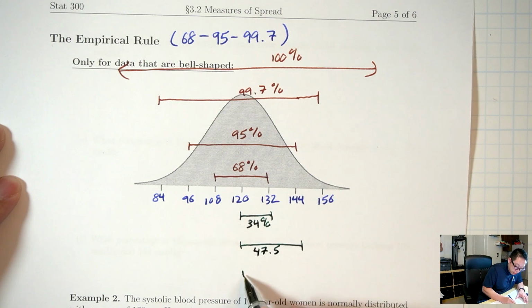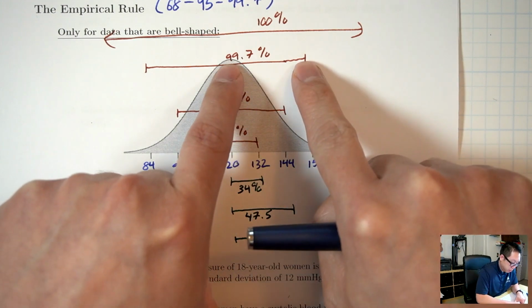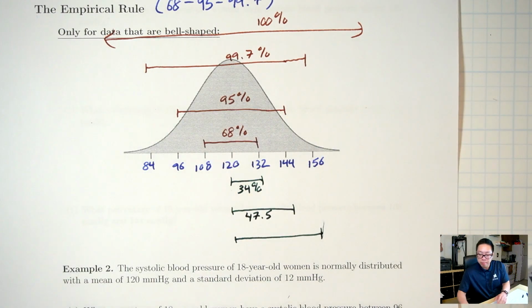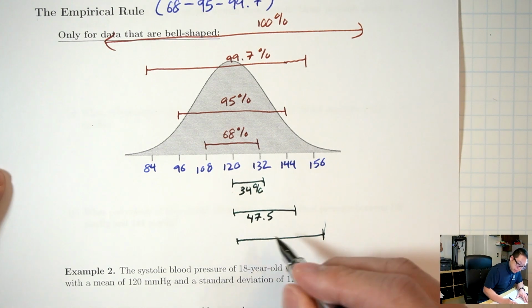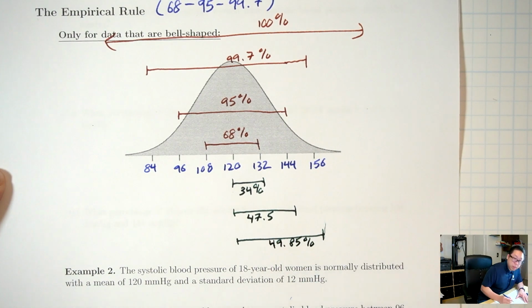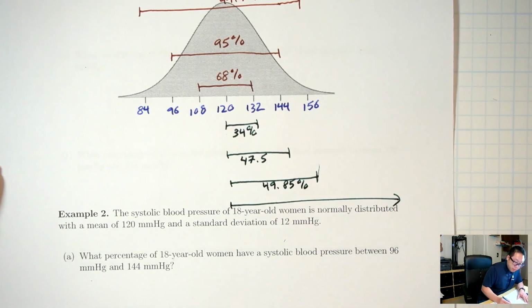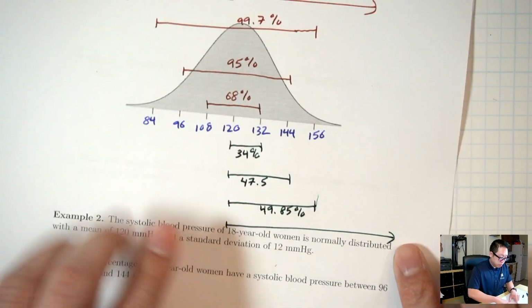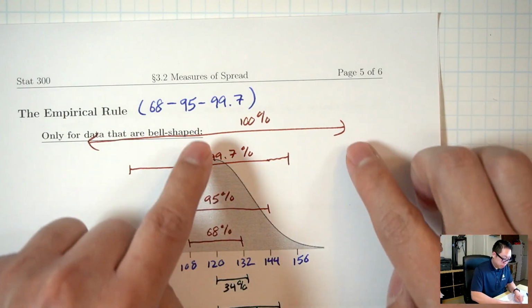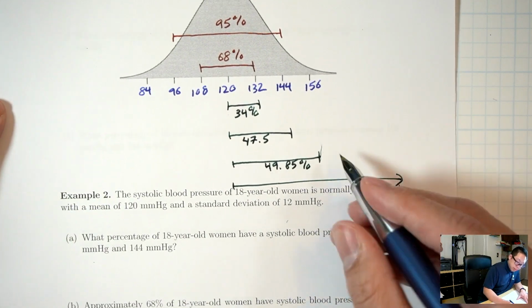What about the middle to the 156? So middle to 156 should be half of the 99.7. So 99.7 divided by 2 is 49.85. And then what about the middle all the way to the right? So middle all the way to the right should be half of the 100%. So middle all the way to the right is going to be 50%.